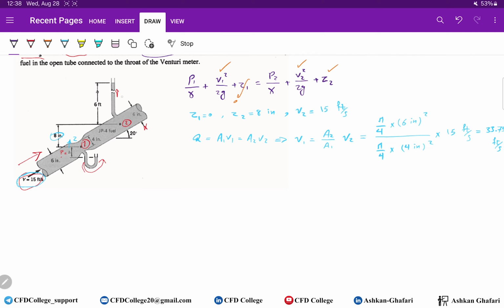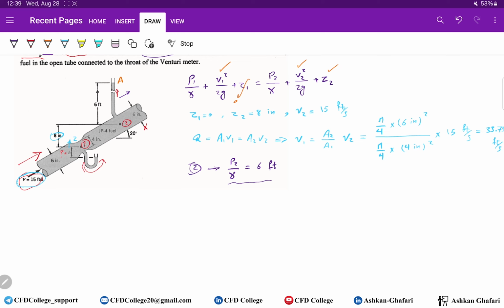So for this open tube or manometer, for the second point, you can find out that P2 over gamma, the static head, equals 6 feet. If you don't know this equation or get confused, you can use this way.